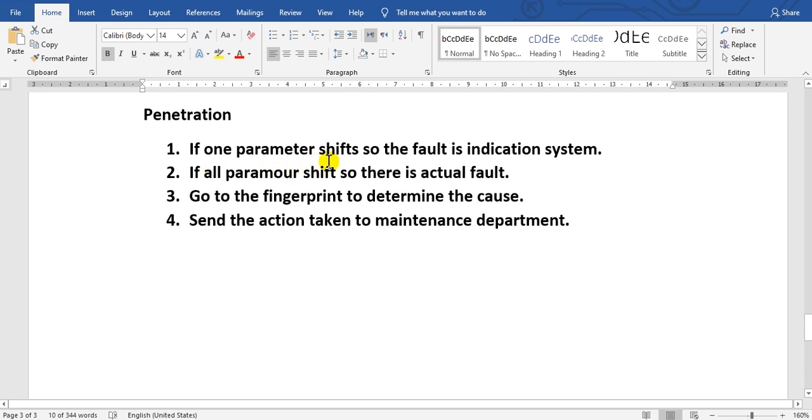If only one parameter shifts, then the fault is in the indication system. If all parameters shift, then there is an actual fault. Then you need to go to the fingerprint to determine the cause. Then send the action taken to the maintenance department, the maintenance engineer, to carry out or rectify this fault. This is from my memory.